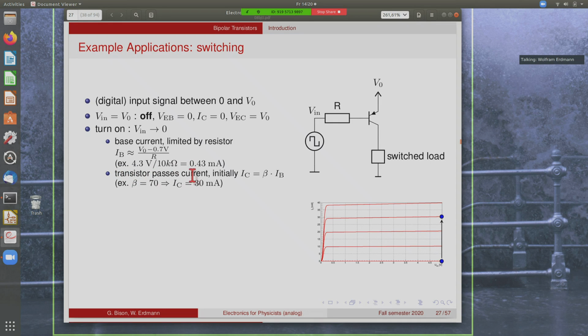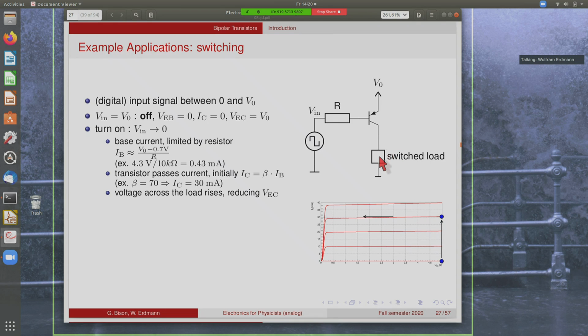Which means that in this situation, the transistor will try to send a current of beta times the base current. If, for instance, this is a transistor with a beta of 70, it'll send a collector current of 30 milliamps out. So what happens is you jump here, so the transistor starts sending out 30 milliamps of current through the load.